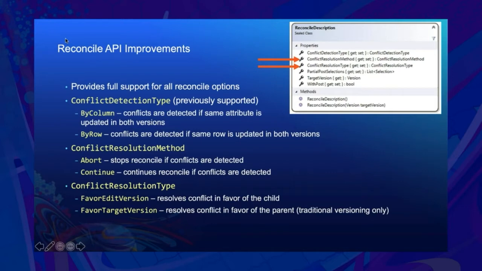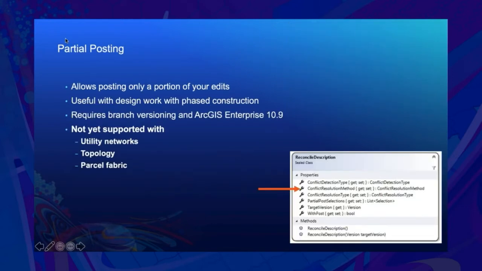Now, the other really big change that we made to versioning is we've added support for partial posting. So this is only with branch versioning, and this does require ArcGIS Enterprise 10.9, which will be out shortly. What partial posting does is it allows you to post only a portion of your edits up to default. So this is very useful with design work with phased construction.